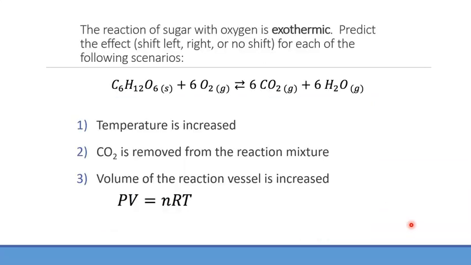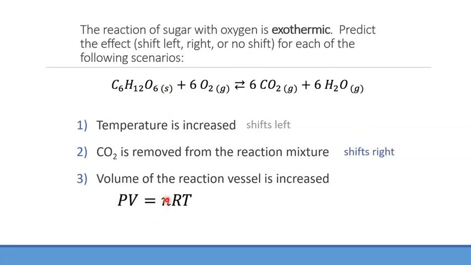So let's do an example problem. The reaction of sugar with oxygen is exothermic. Let's predict the effect for each of the following scenarios: we increase the temperature, we remove carbon dioxide, or we change the volume. If we increase the temperature of an exothermic reaction, that means we are adding a product, and so we would expect the reaction to shift to the left. CO2 is a product, and so by removing product, we have to adjust for that and increase product concentration. So we would shift to the right.